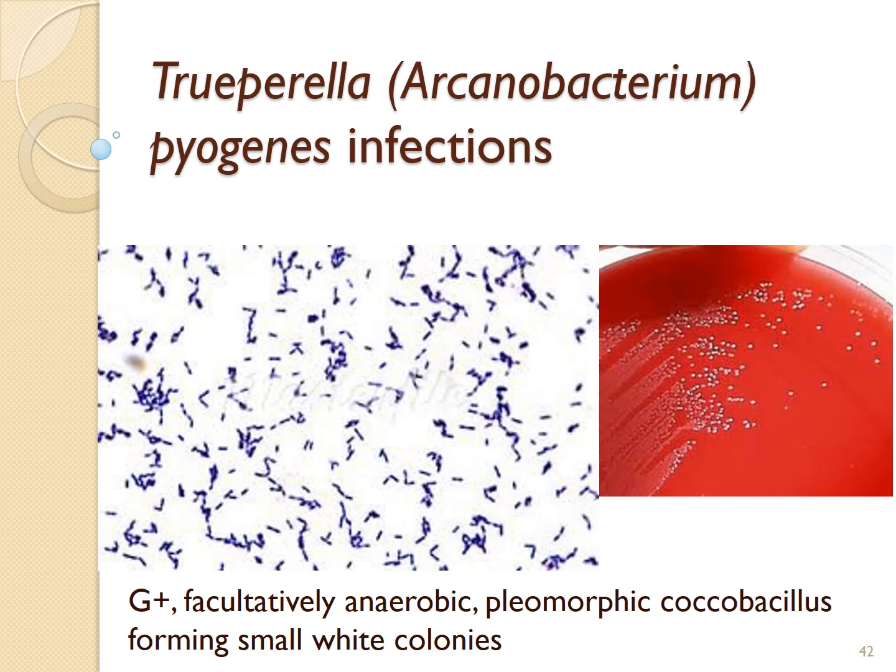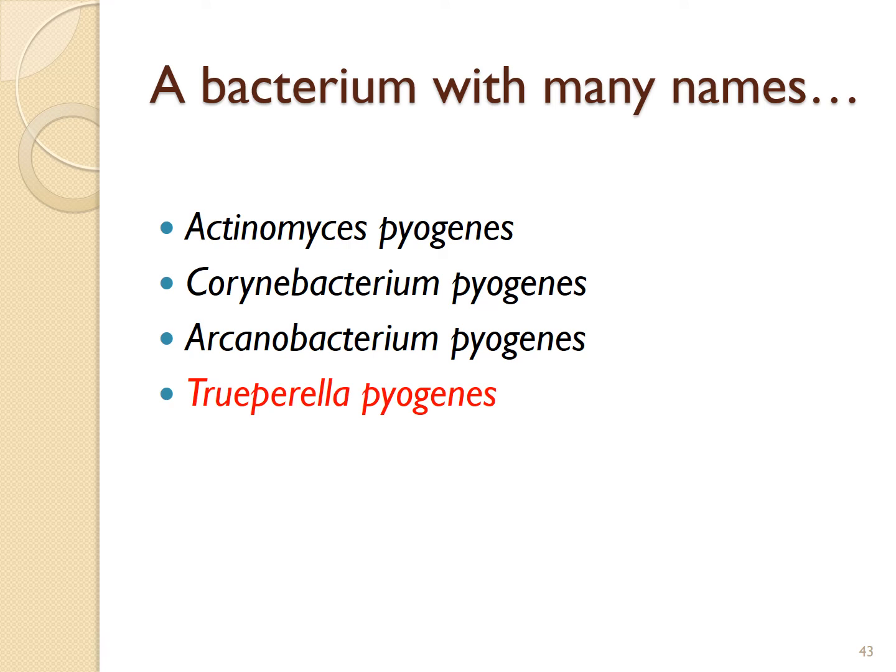Trueperella pyogenes infections. Trueperella pyogenes, formerly known as Corynebacterium pyogenes, is a small gram-positive rod that forms very small white colonies with beta hemolysis on blood agar. This bacteria had many names over the years. These names may be encountered in literature and on vaccine labels.